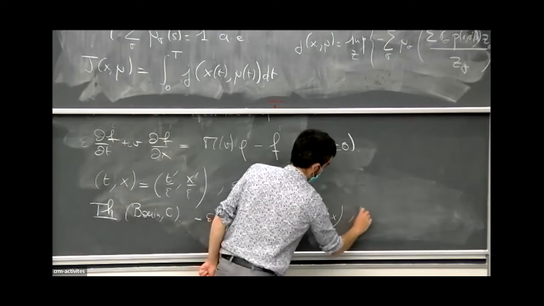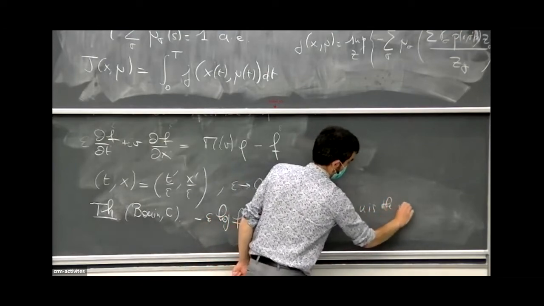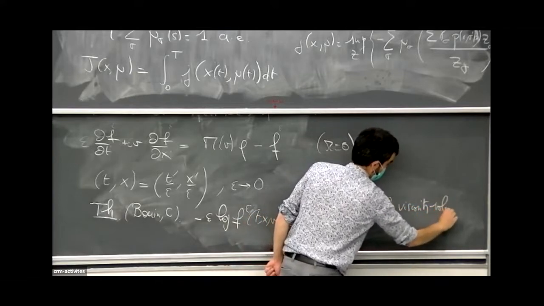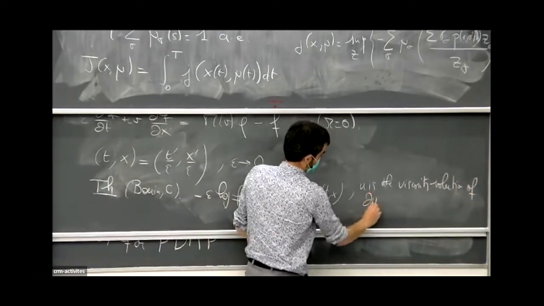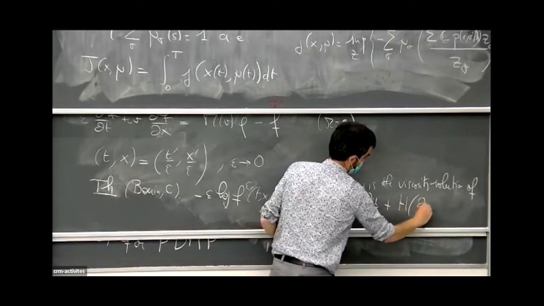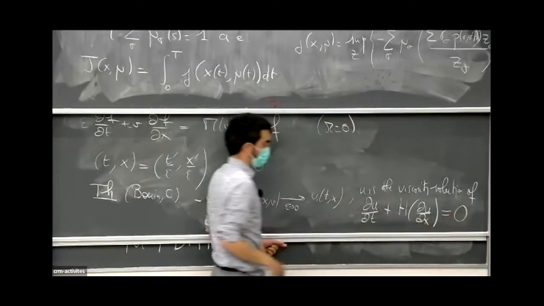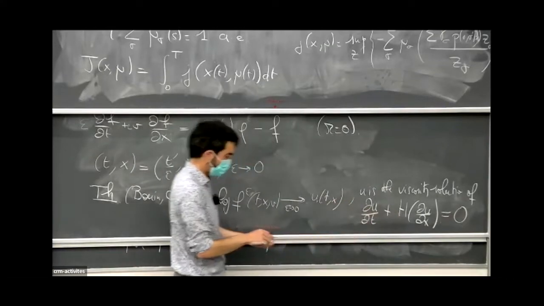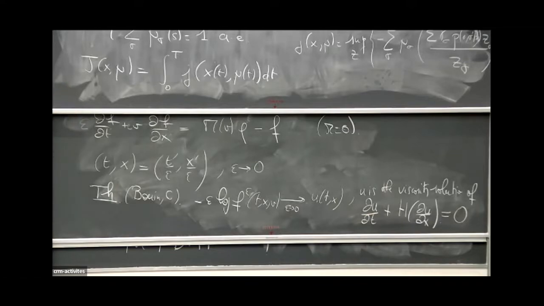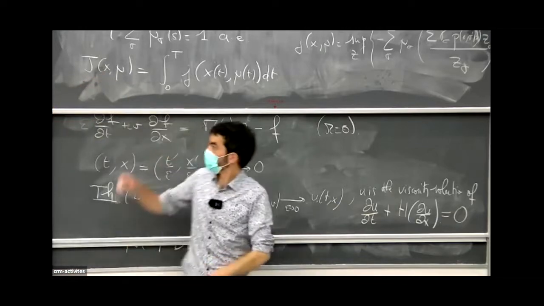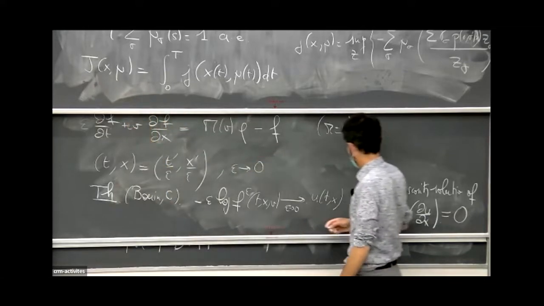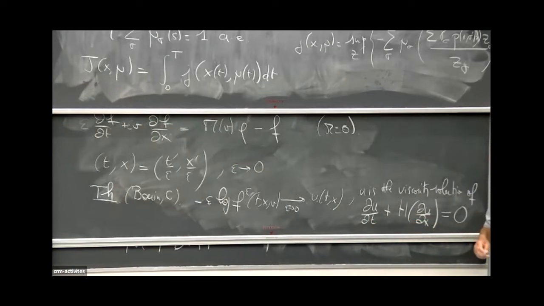And u is the viscosity solution of du over dt plus h of du over dx. Okay, and this h is the same Hamiltonian function as I showed you previously. It's a convex function, which happens to be the Legendre transform of this J. For jump processes, if I remember well, the Legendre transform is related to the exponential function, exponential x minus one.